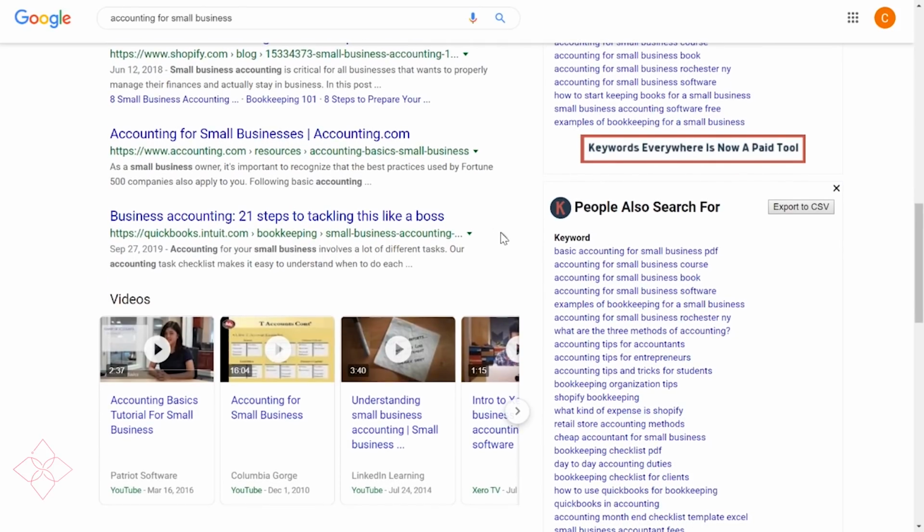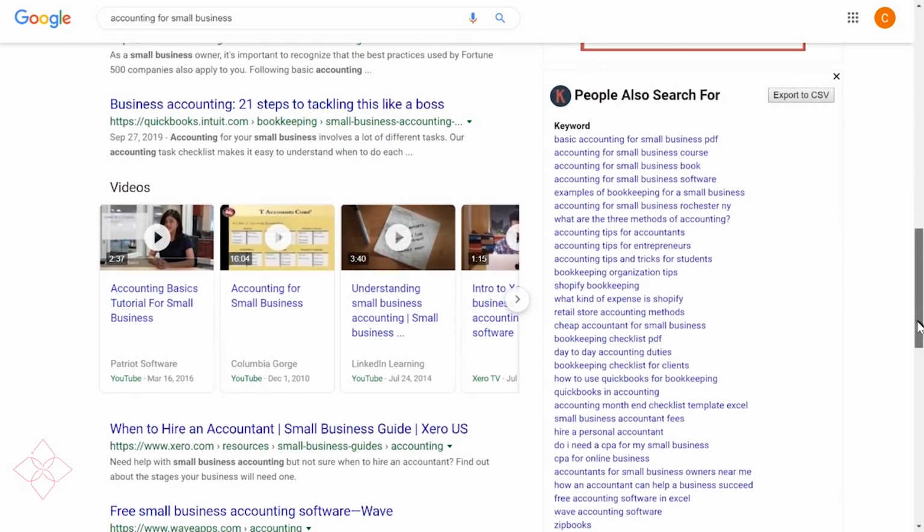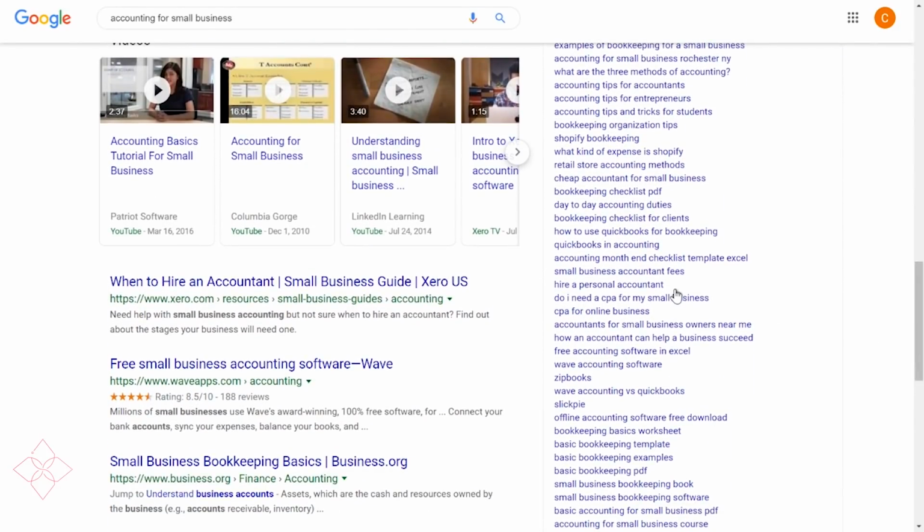I can see that people are searching for a lot of information around accounting for small businesses. For example, I can see that they are looking up accounting tips for entrepreneurs, Shopify bookkeeping, what kind of expenses Shopify. There are so many things that this tool can teach you. Hire a personal accountant. Do I need a CPA for my small business? Literally, these are the items that are being searched for the most on Google.